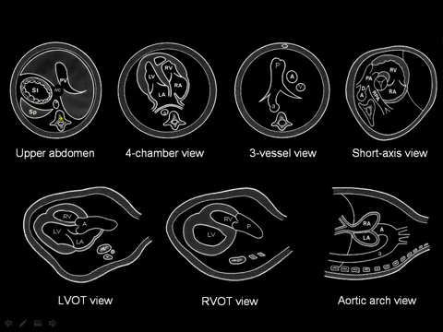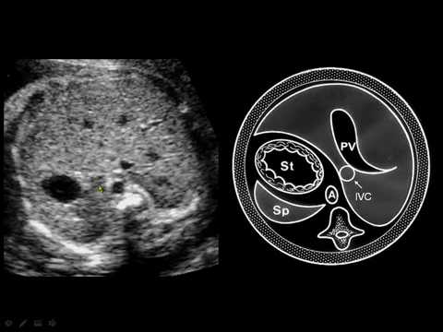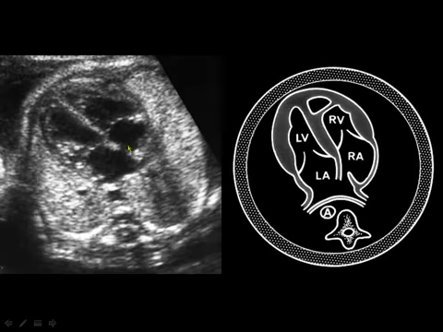Basic views, we have multiple basic views: upper abdomen, 4 chambers view, 3 vessels, short axis, LVOT and RVOT view, and the arch view. And what the views look like is this is the upper abdomen view. It's basically an axial view across the upper abdomen, where you see the liver, stomach bubble, descending aorta, and IVC, spine and sternum. The 4 chambers view is immediately above that in the same axial plane. You just move from the upper abdomen upward, and then you will see the 4 chambers view, where you can see the 4 chambers: left atrium, right ventricle, left ventricle.